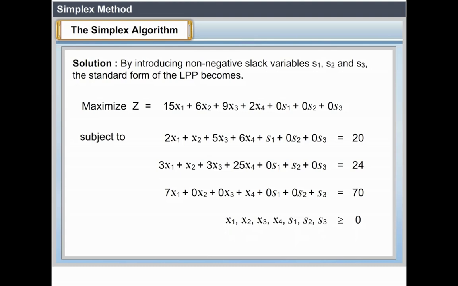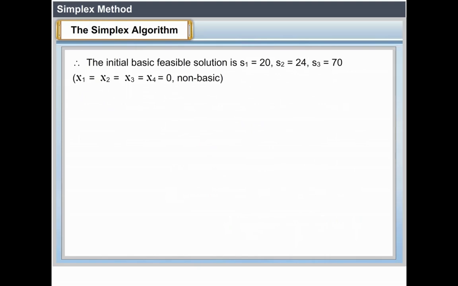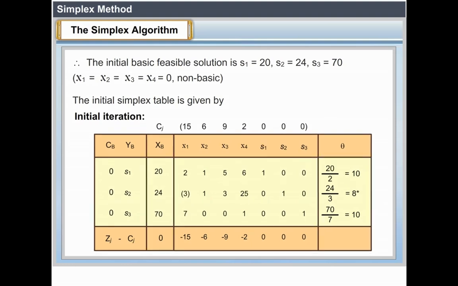We have written this with whatever variables entered in the standard form of the LPP. Therefore, the initial basic feasible solution is s1 equal to 20, s2 equal to 24, s3 equal to 70, by taking x1, x2, x3, x4 equal to 0 as non-basic variables. Initially those are the basic variables. Initial iteration: CB, YB, XB, X1, X2, X3, X4, S1, S2, S3.